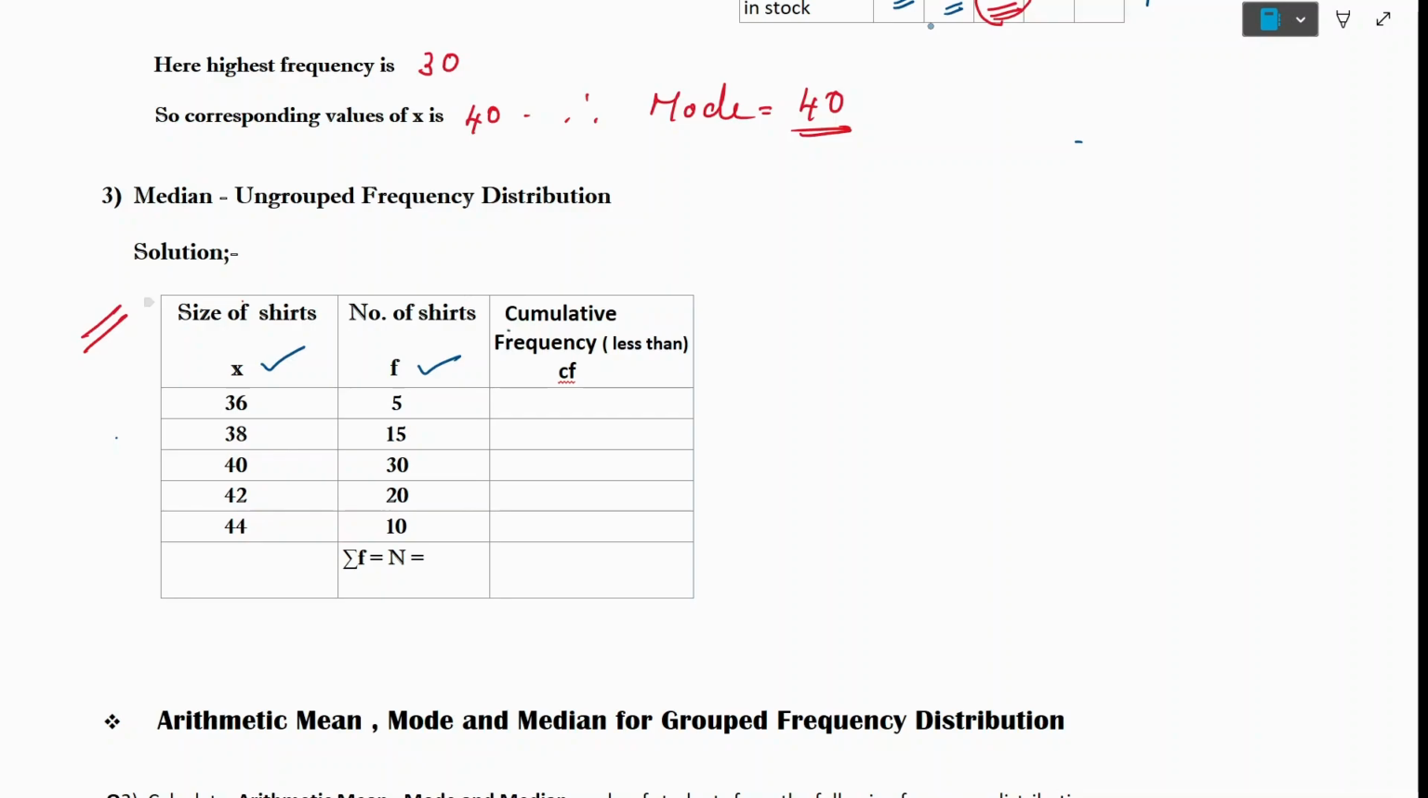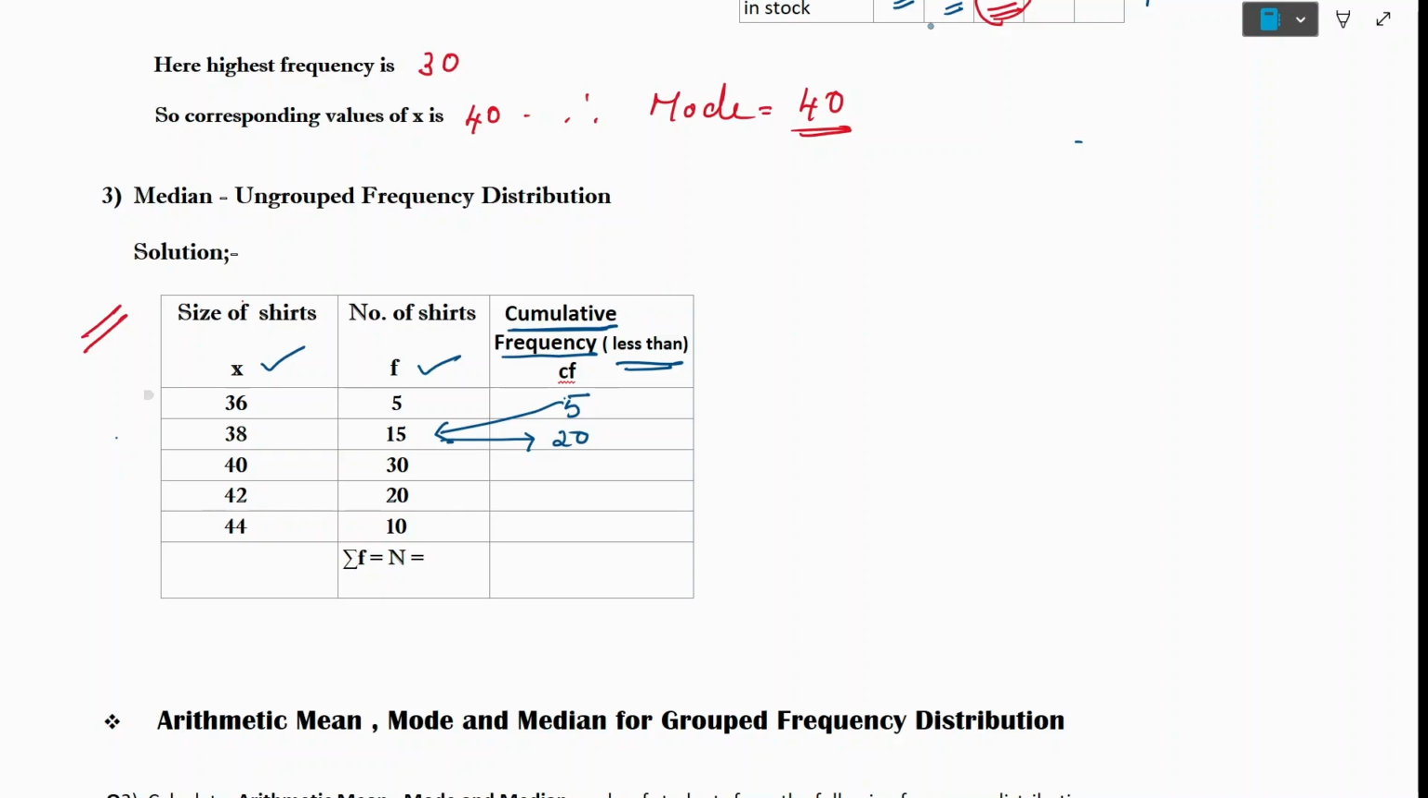Now, what is the next? Cumulative frequency. Cumulative means it is frequency less than. There are less than and greater than cumulative frequencies. You can use either, but normally we will use less than. Less than means we start from the smallest value and keep on adding the frequencies. Here, 36 is the starting size of the shirt. The frequency is 5. You first write your 5 here, that means this 5 is repeated. Then this 5 you add with 15, the next frequency, and you get 20.